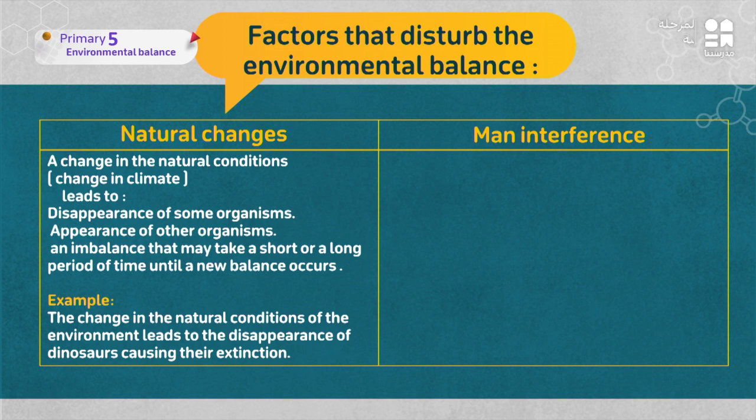Disappearance of some organisms زي إيه؟ زي الديناصورز. مش إحنا عارفين إن في dinosaurs. طب ليه ما فيش دلوقتي dinosaurs؟ Because all of the dinosaurs have disappeared. كلهم اختفوا. They are extinct. دي كده عبارة عن extinction يعني ما بقوش موجودين anymore. يبقى دلوقتي the example that we have in here that happens due to the natural change: the change in the natural conditions of the environment leads to the disappearance of dinosaurs, causing their extinction.